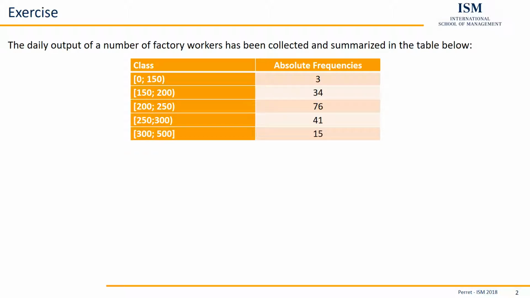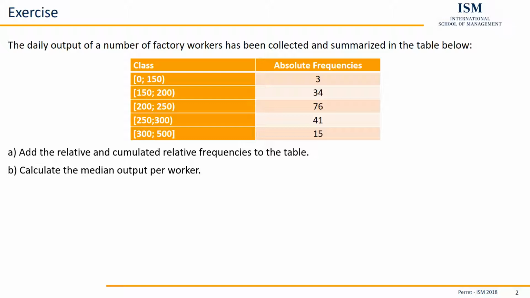Let's take a look at the exercise. The daily output of a number of factory workers has been collected and summarized in the table below. A: Add the relative and cumulated relative frequencies to the table. B: Calculate the median output per worker. And C: Calculate the average output per worker.